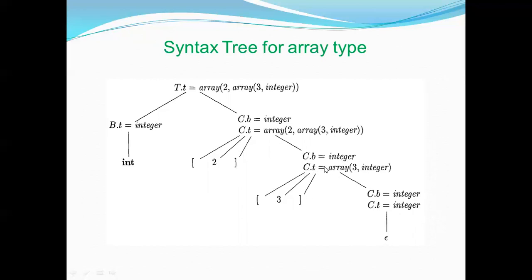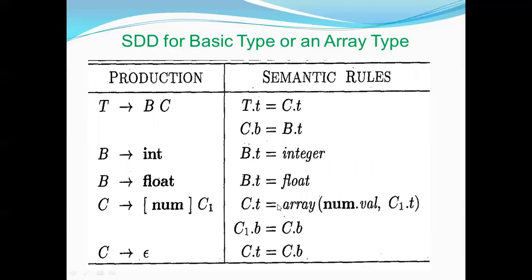Once again, the rule is C.t is equal to array of num, comma, C1.t. C1.t is nothing but my integer value, and the num value is nothing but my 3. So this will be executed, and this becomes my synthesized value. That's why you can see that this C.t value becomes a synthesized value to the next level.